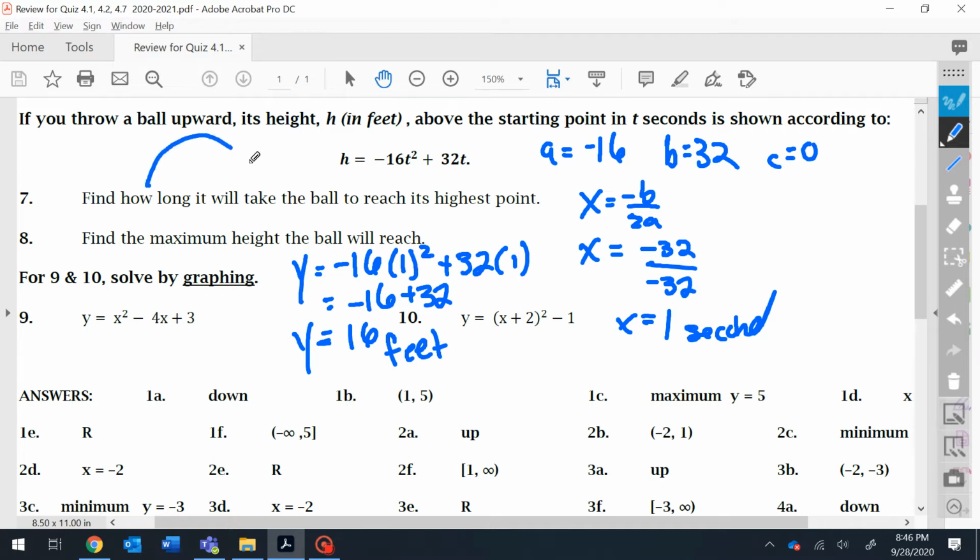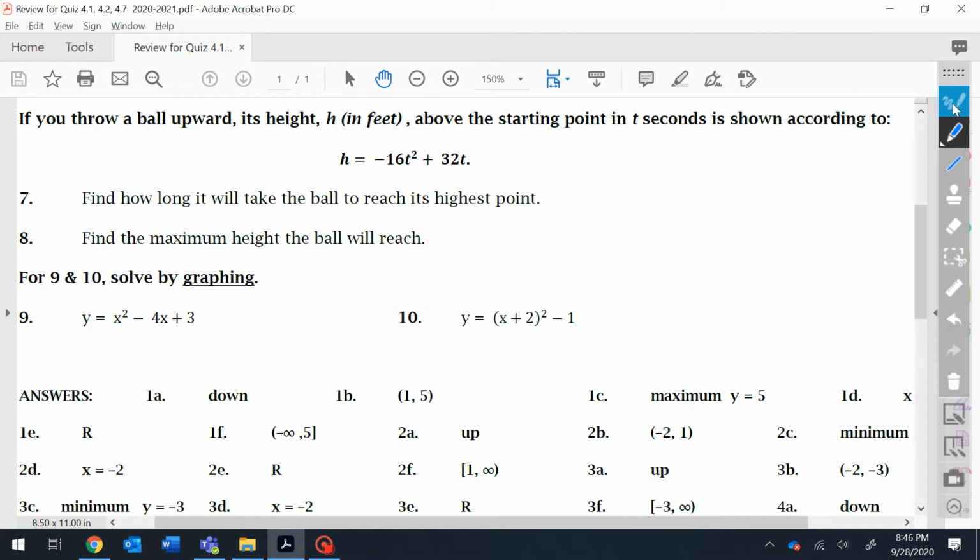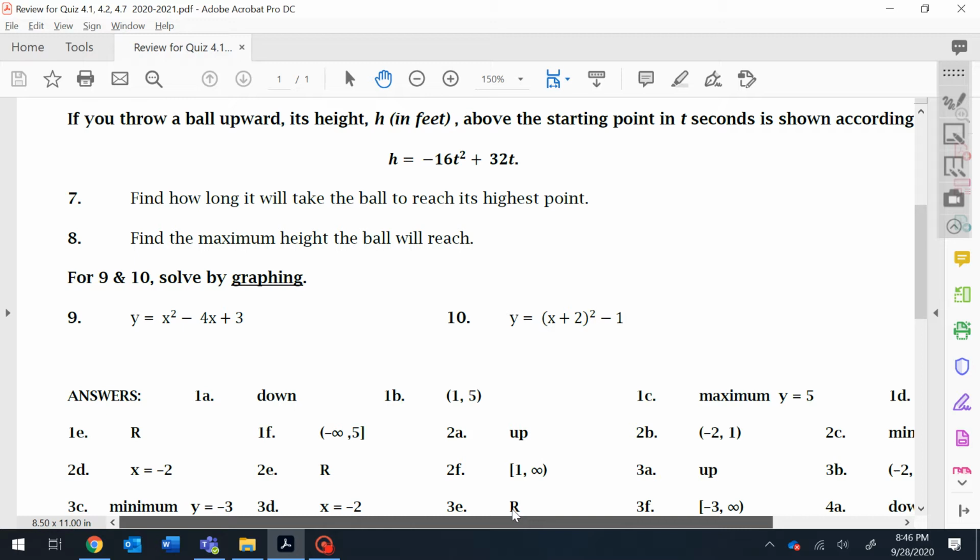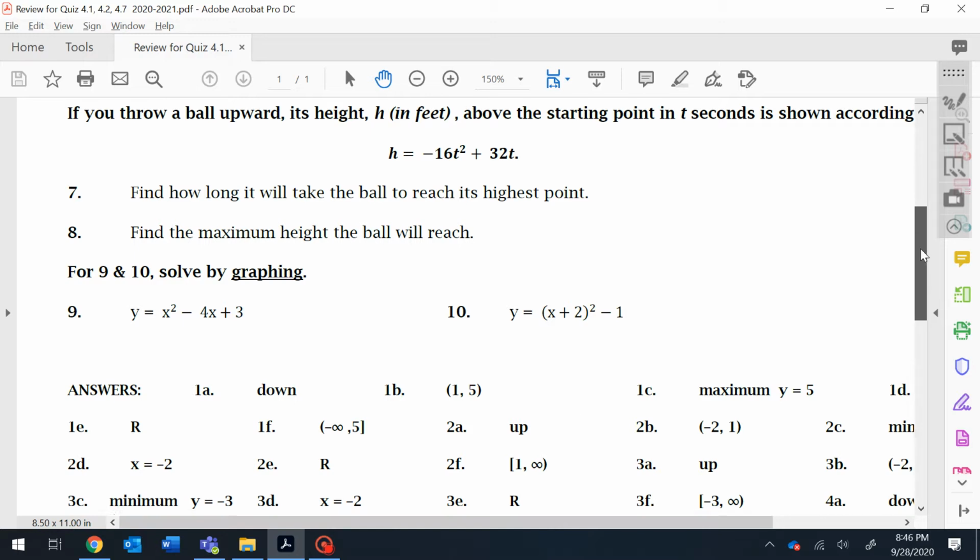It looks like this. At the top here is the maximum height. That's the vertex, 1 comma 16. 1 second, 16 feet. So that was number 7 and number 8. Number 9 and number 10.